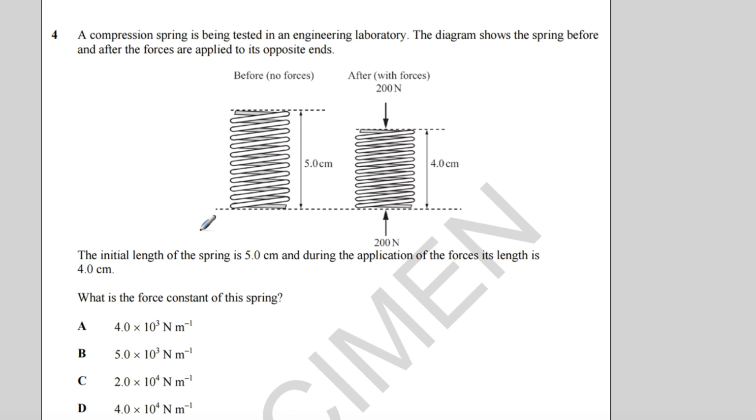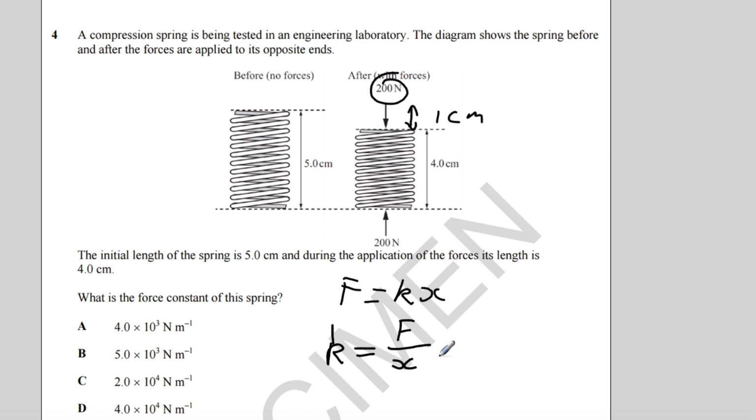Question number 4 is about Hooke's law, and we've mainly done Hooke's law in terms of stretching springs, but it can also work for compressing springs. So what we need to do here is use the force is the spring constant times the extension. So here we've got an extension of 1 centimetre, and we've got a force of 200 newtons. And we're being asked what is the spring constant. So if we rearrange to find the spring constant, the force divided by the extension.